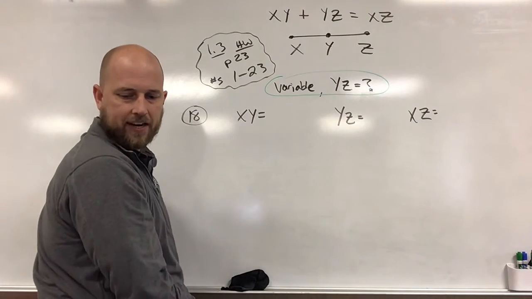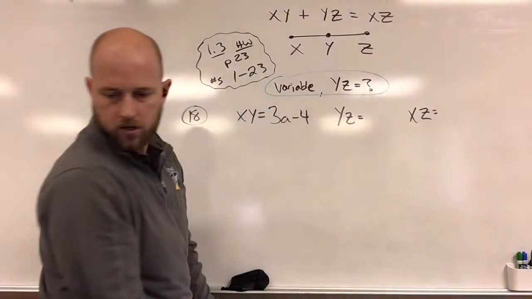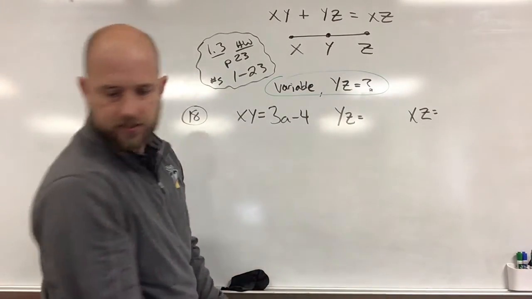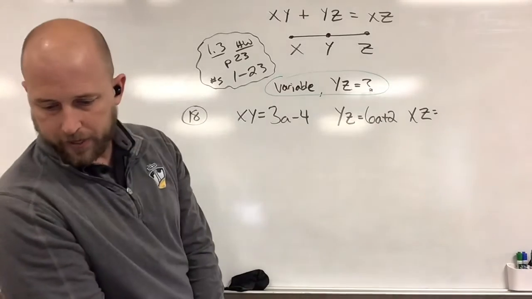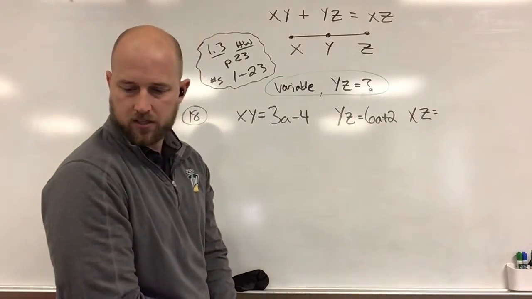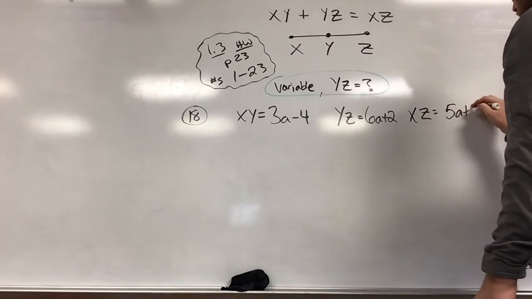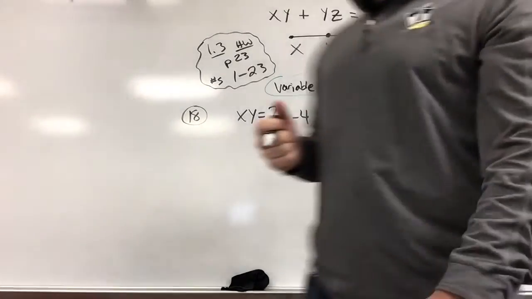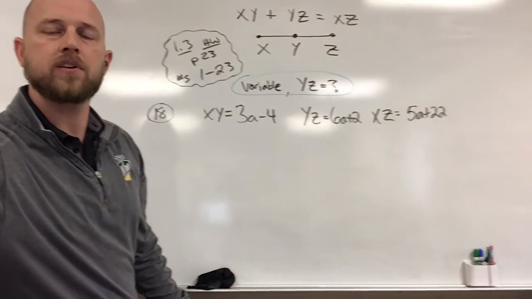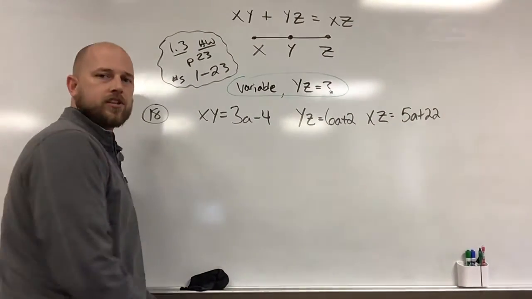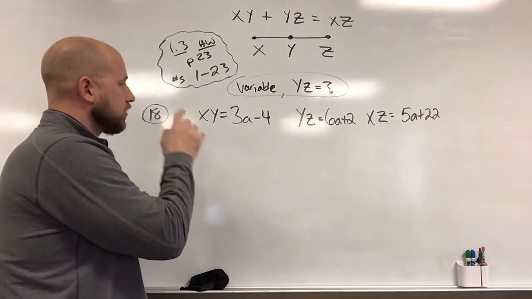18 says xy is 3a minus 4. yz is 6a plus 2. Sorry, it's kind of crammed there. And xz is 5a plus 22. There's going to be some work that needs to be done on this one to make sure we get this one correct. So let's write it out.